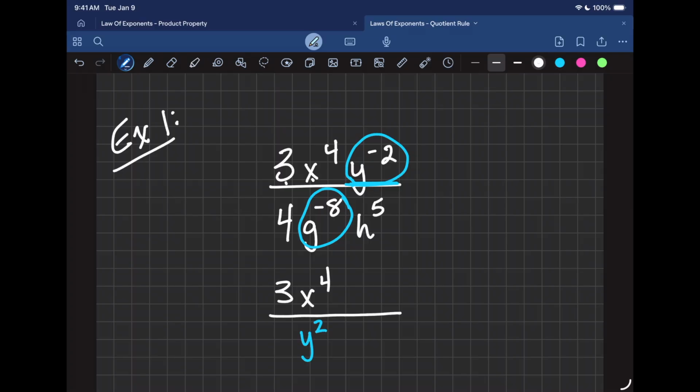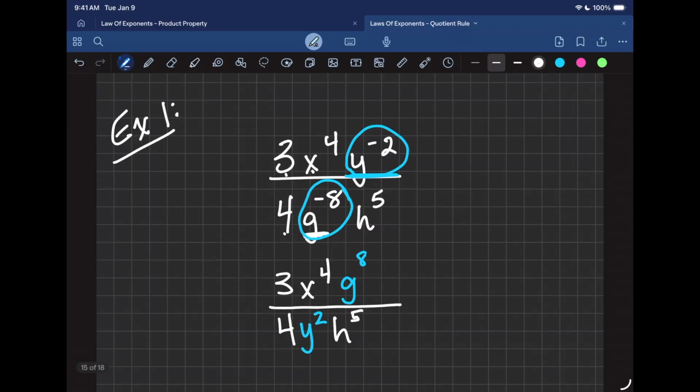And if we look at the denominator, we have 4. This g to the power of -8, we want to make that positive, so we're going to bring that to the top, and now it's positive. And then we have h to the power of 5. So anytime we try and make a negative exponent positive, we do so by just putting it in the opposite spot. If it's on the top, we bring it to the bottom, and then likewise bottom, bring it to the top.